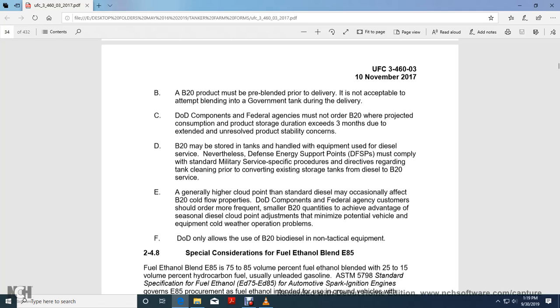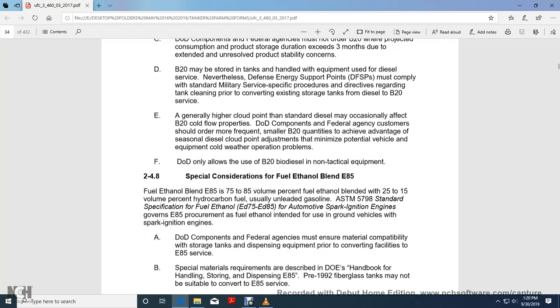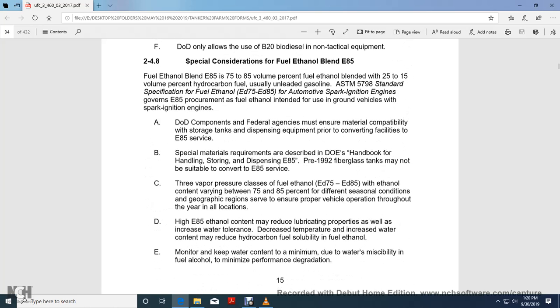B20 generally has a higher cloud point than standard diesel, with an occasional effect on B20 cold flow properties. Department of Defense and federal agency customers should order more frequent, smaller B20 quantities to take advantage of seasonal diesel cloud point adjustments and minimize potential vehicle and equipment problems in cold weather operation. F. The DoD only uses B20 diesel biodiesel in non-tactical equipment.